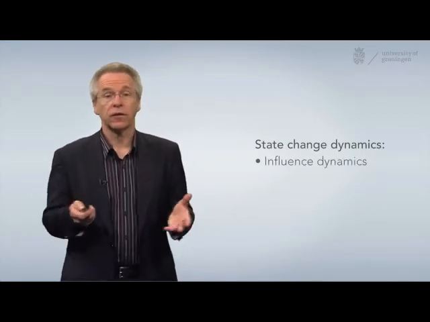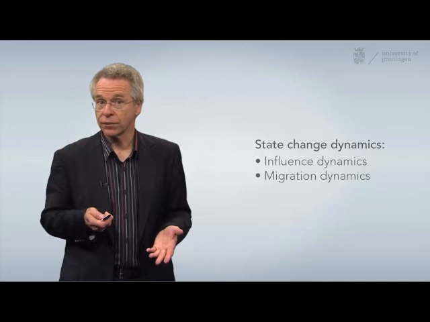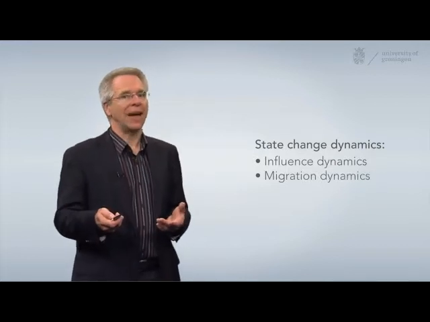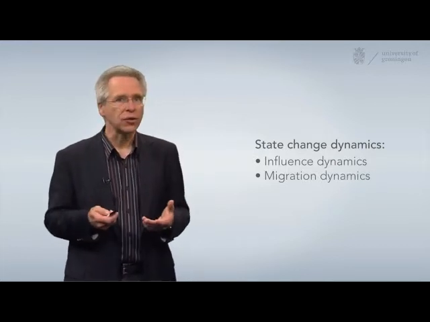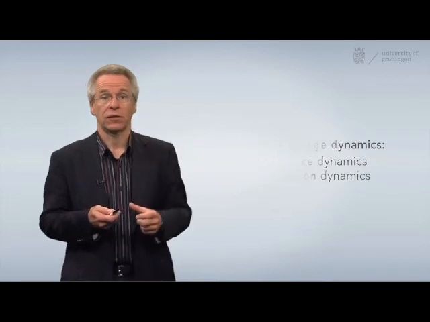Moreover, we distinguish two important types of state change dynamics. The first one can be called influence dynamics and the second one migration dynamics. In influence dynamics, agents do not change their location, but they change their state. For example, you may change your opinion from pro something to con something because the majority of your neighbors is also against it, has a con opinion.